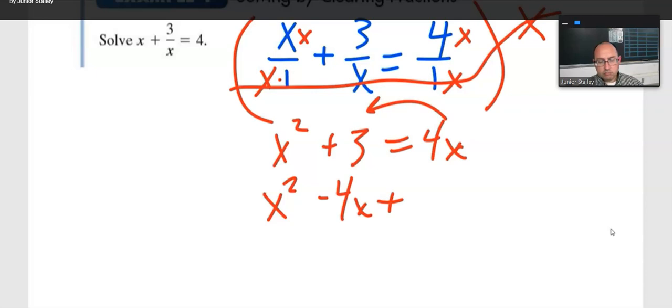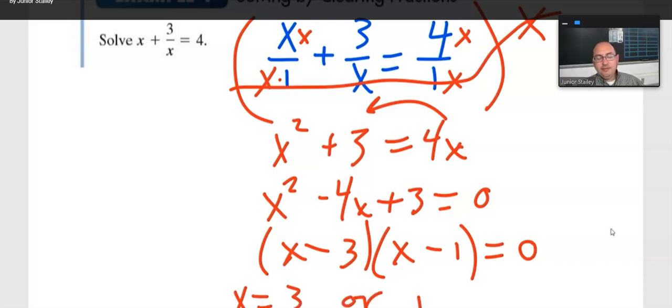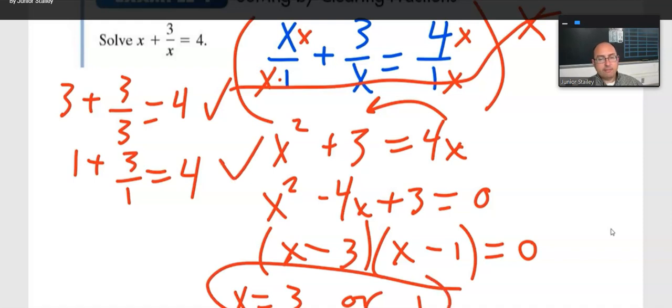And so you can push this term to the other side. All of this is basic Algebra 2 type stuff. Factor it if it does factor. And so you can say things like, well, x is equal to 3 or 1. Now, the truth of the matter is, you better check. 3 plus 3 over 3, does that equal 4? The answer is yes. And 1 plus 3 over 1, does that also equal 4? And the answer, of course, is they both are. Check on both accounts. So x equals 3 or 1.